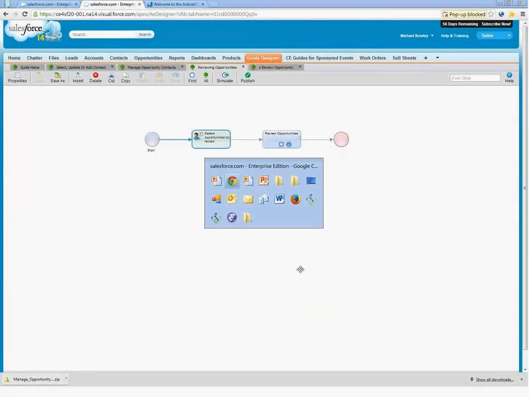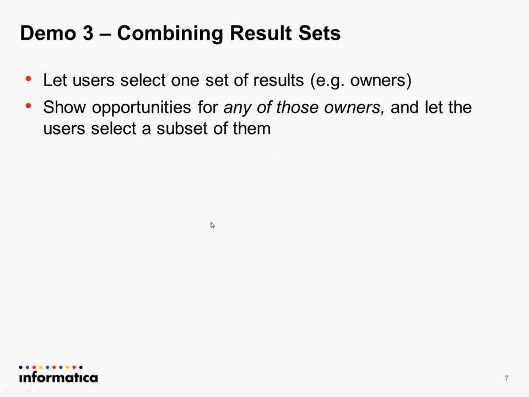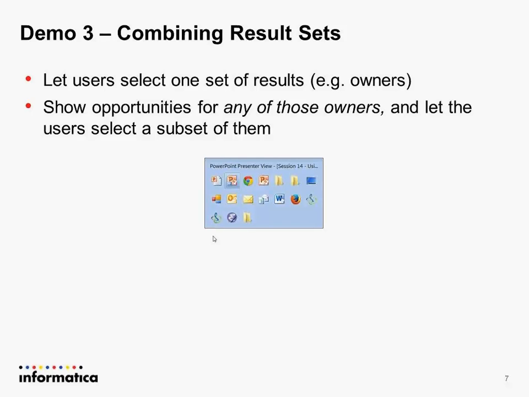So now let me switch topics to the next demo, which is combining result sets. You can do things where you take the one result set, you have the user select some of the records, and then you go show another table where all of the entries in that new table have a relationship to all of the entries that were selected in the first. So that's kind of vague, so let me explain better. An example might be showing opportunities for any of the owners that are selected by the users. So let me show you how this can be done.